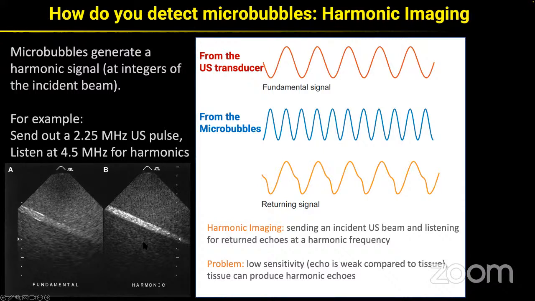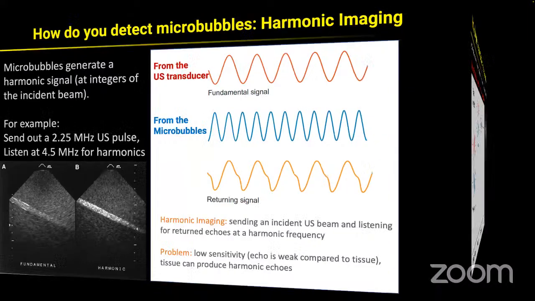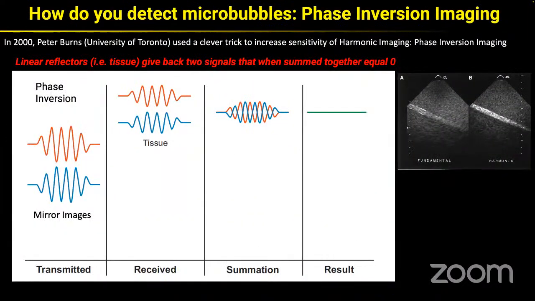The problem is it's pretty low sensitivity because the echoes are weak compared to tissue. Now, some companies are still using harmonic imaging, but they're combining multiple harmonics. And there's even a company in the States that they're actually using, like, I think the fifth harmonic to generate their contrast. They generate their contrast differently, but harmonic imaging isn't dead. It's just gone under some different changes. But the way that we mostly detect ultrasound contrast now is through this phase inversion imaging.